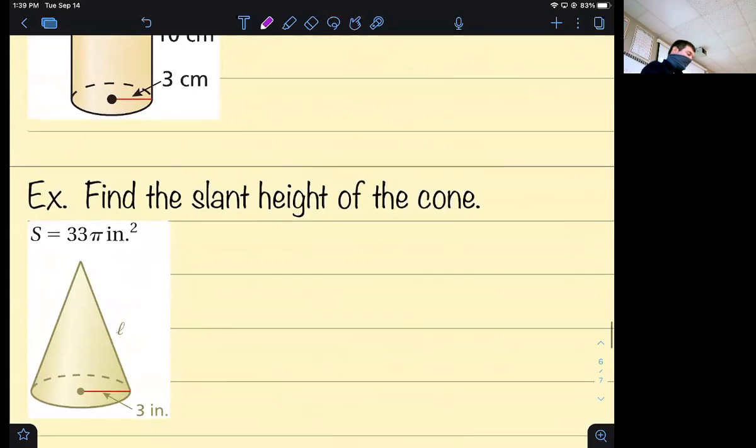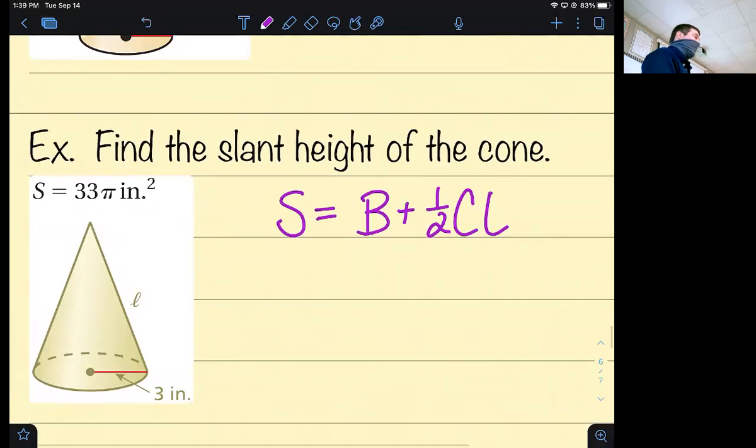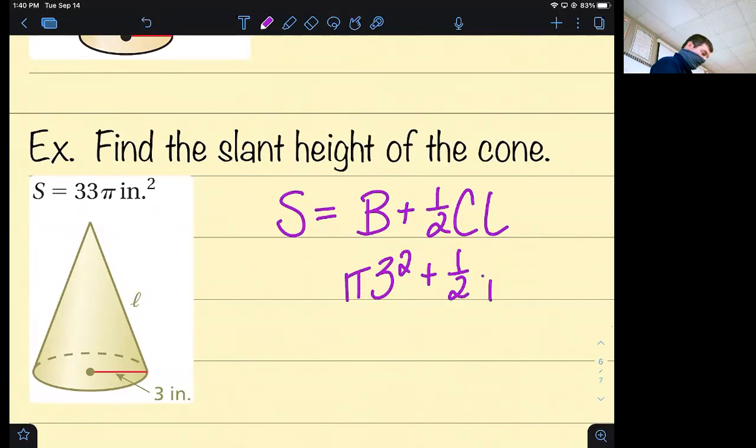So the nice thing about the formula that I gave you is you can use it to get that. B plus 1/2 C L. Now, we're not going to plug in for L, but we can plug in for everything else. To find my capital B, I have to do pi times radius squared. What's my radius? We're going to be here all day unless somebody shouts it out. 3. Okay. Plus 1/2. My circumference is going to be pi times diameter. What's my diameter? 6. And then I don't know what L is, so I'm just going to leave that.